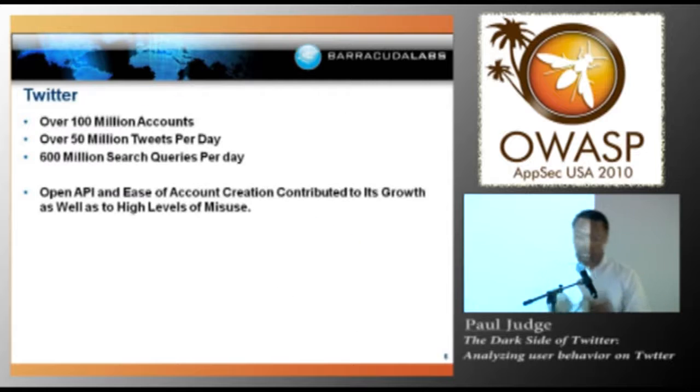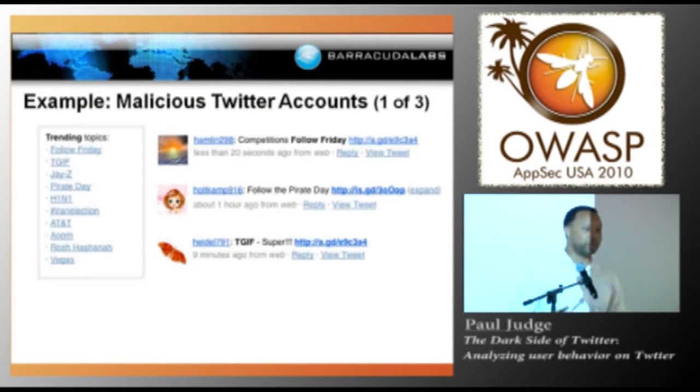So I'm going to start off looking at Twitter. It's a pretty interesting example. One, because the open API and ease of account creation and querying made it easy for us to do our research. It also makes it easy for the attackers to carry out their activity. So it's pretty well known that there's some bad stuff that happens on Twitter.